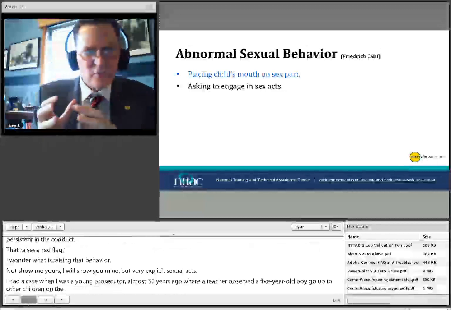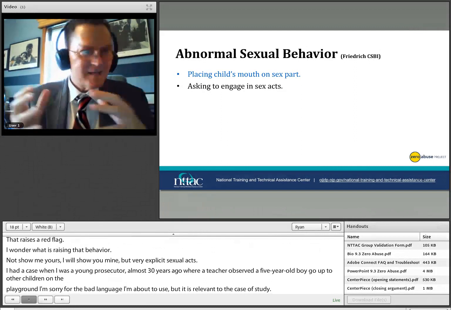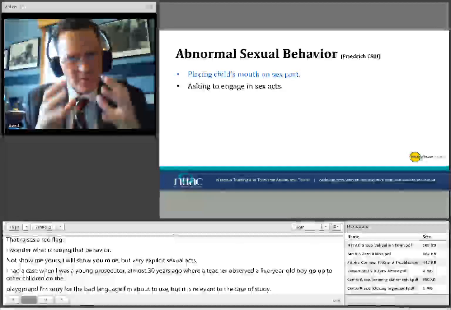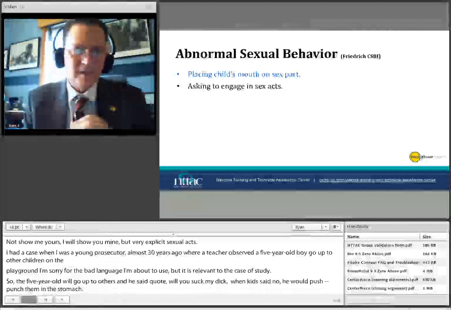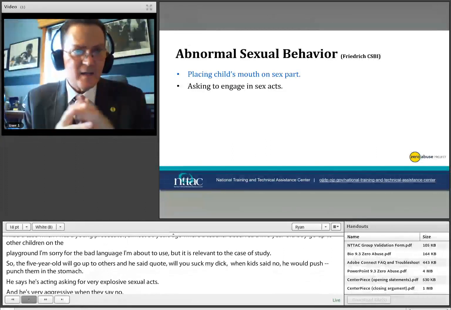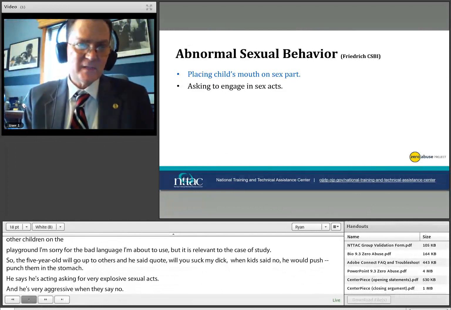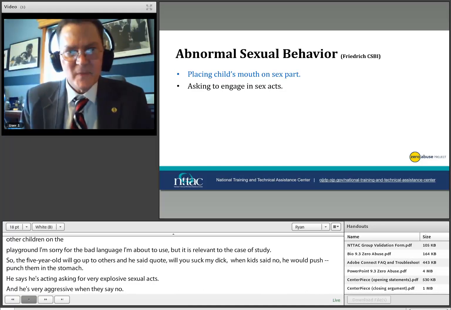I had a case when I was a young prosecutor almost 30 years ago where a teacher observed a 5-year-old boy go up to other children on the playground. And I'm sorry for the bad language I'm about to use, but it's relevant to the case studied. So the 5-year-old went up to other kids and he said, quote, "Will you suck my dick?" And when other children said no, he'd make a fist and punch them in the stomach. Well, gosh, he's not saying, show me yours, I'll show you mine. He's asking for a very explicit sexual act, and he's very aggressive, very violent when others say no. There's a lot of red flags there.